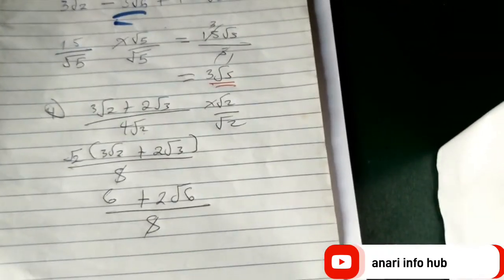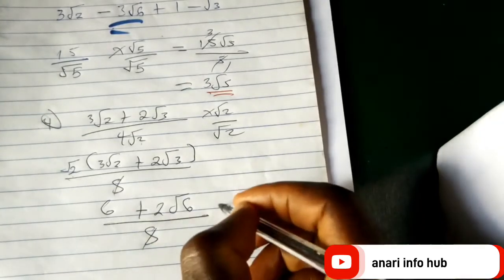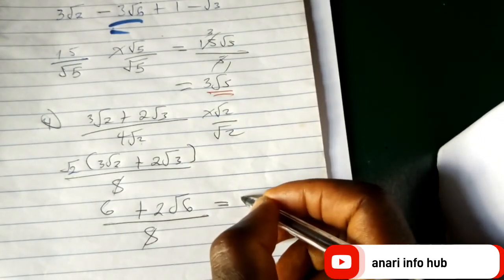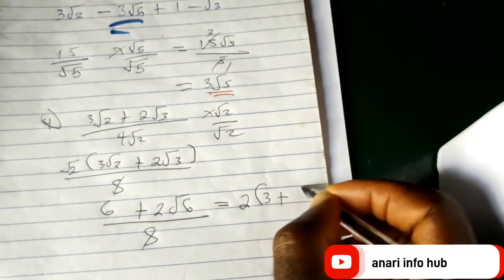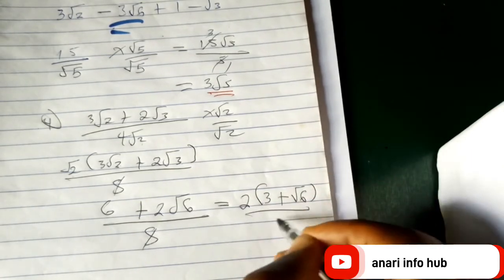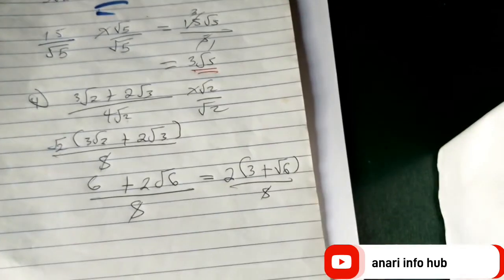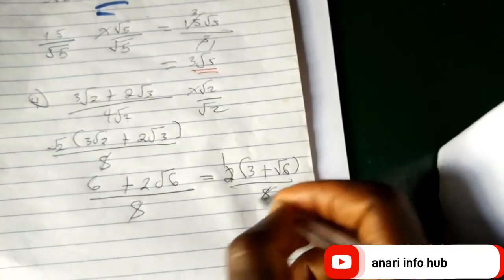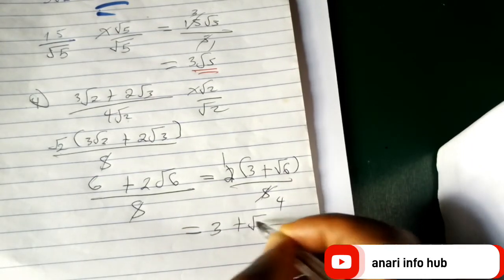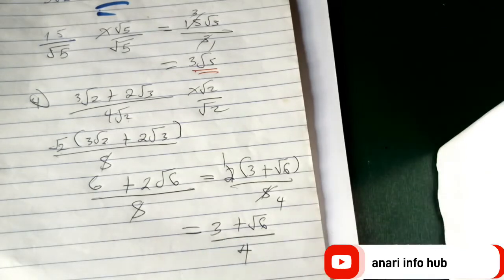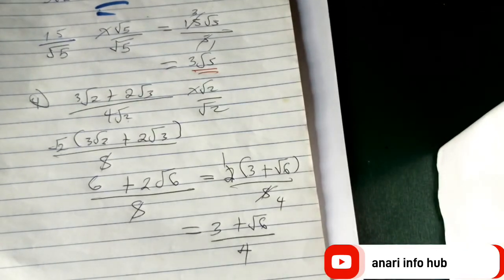Now factor this. What is common here is 2, so 2 into (3 + √6) divided by 8. You see that? And this 2 here with 8 gives 4. So our result here is (3 + √6) divided by 4. So with this we've come to the end of problems on multiplication and division of surds.